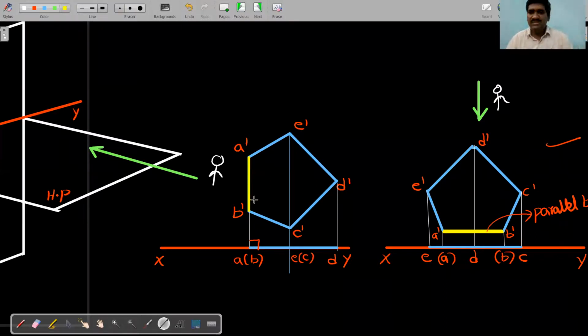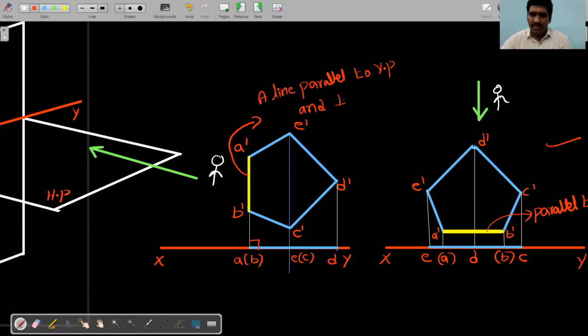Okay, such beautiful subjects. Now just see here, this is the case all of you. Okay, so where we can have a line parallel to vertical plane and perpendicular to horizontal. This is the picture.